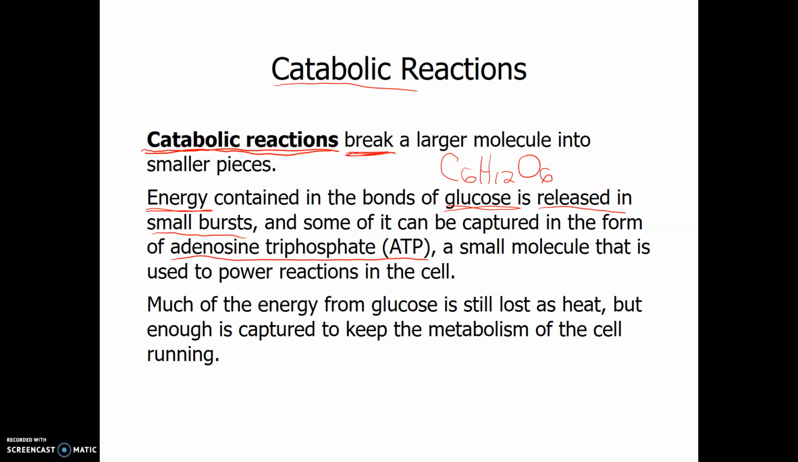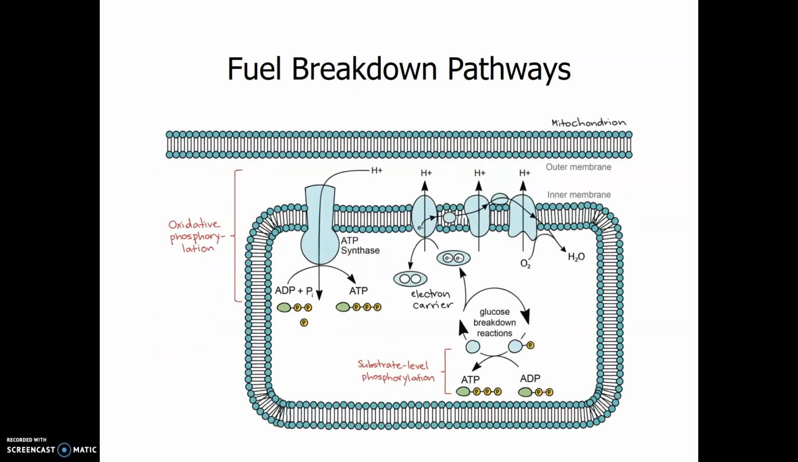Most of the energy from glucose is lost as heat, but enough of it is captured so that it can keep the cell running. It actually is pretty energy efficient. It's somewhere around 39% energy efficient. So that would mean that only 61% would be lost as heat. And that's actually very energy efficient for a machine or a process, a chemical process.